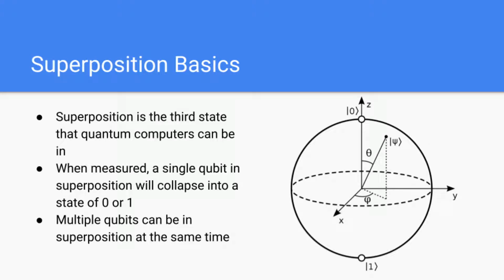So first, let's talk about some of the basics of superposition. Firstly, superposition is the third state that quantum computers can be in, the first two of which being the states 0 and 1. When a qubit is measured in superposition, the qubit will collapse into a state of 0 or 1, and this probability is variable depending on the quantum state. And finally, multiple qubits can be put in superposition at the same time, and this is how many quantum algorithms start in order to provide quantum advantage.